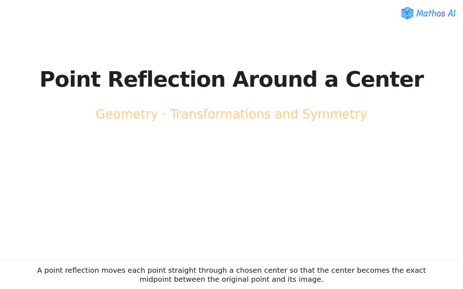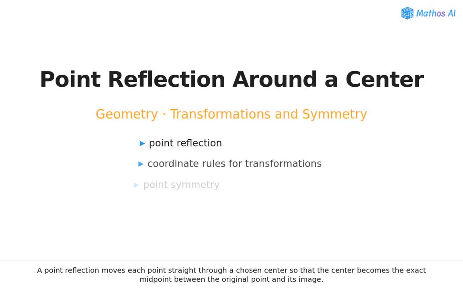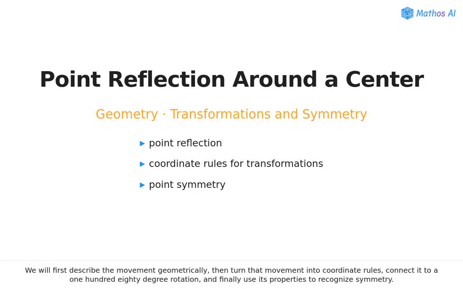A point reflection moves each point straight through a chosen center so that the center becomes the exact midpoint between the original point and its image. We will first describe the movement geometrically, then turn that movement into coordinate rules, connect it to a 180-degree rotation, and finally use its properties to recognize symmetry.